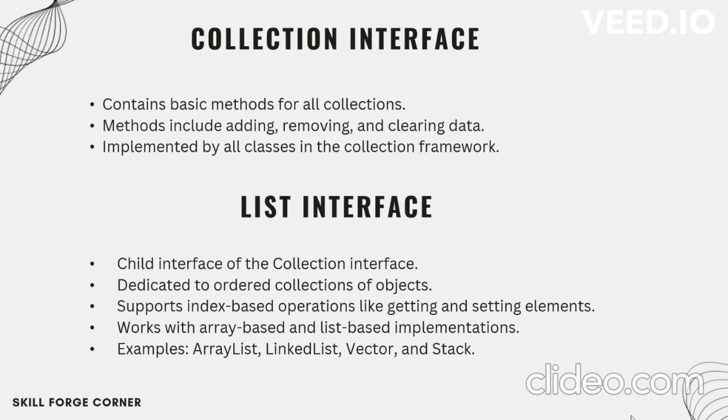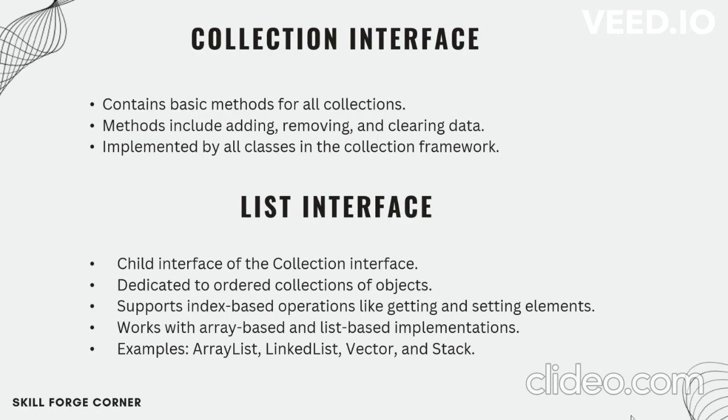Now, what is the list interface? It is the child interface of the collection interface, and it is dedicated to data of the list type, in which we can store ordered collections of objects. It deals with index or position specific functions like getting an element or setting an element. It deals with list type operations like array list, linked list, vector, and stack. In further videos, we'll be seeing array list, linked list, vector, and stack in detail, and also some code snippets for them.